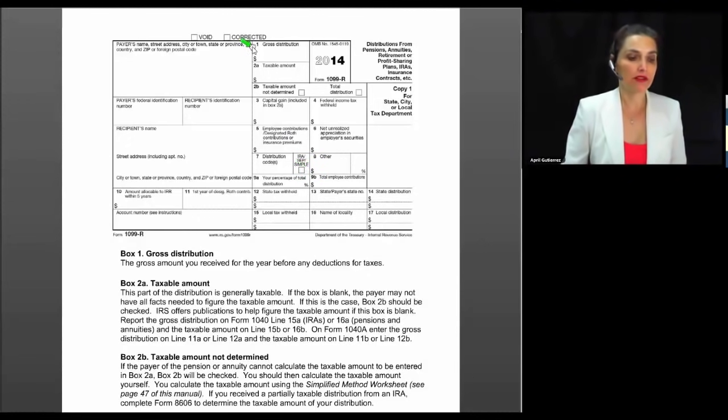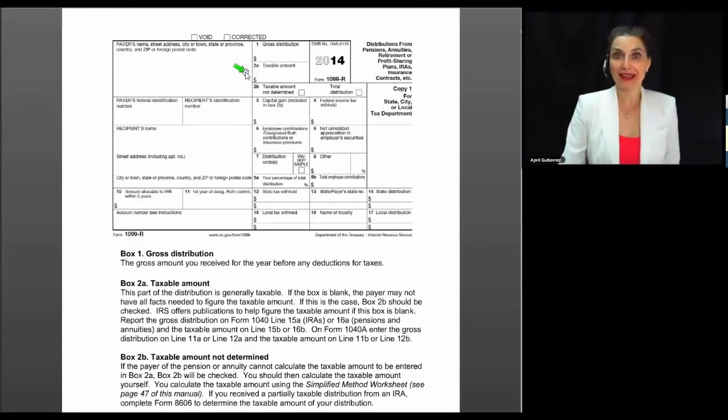So beginning with box 1, box 1 is where the gross distribution from the account is entered. It shows all of the amounts that were distributed from the account during the year. And box 2A shows the taxable amount. The taxable amount may or may not have a number on it. Very often it doesn't have a number on it.